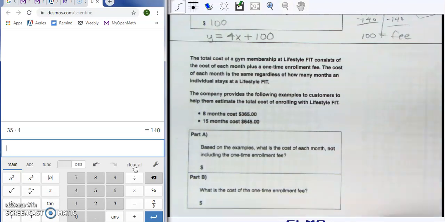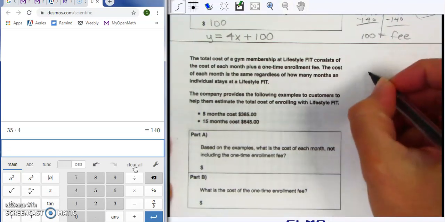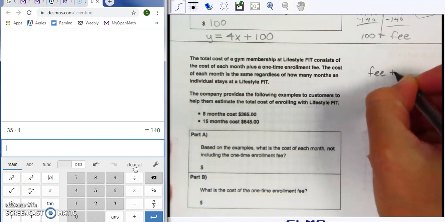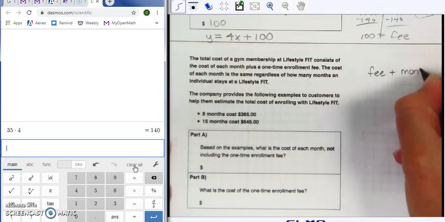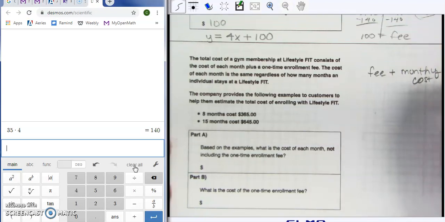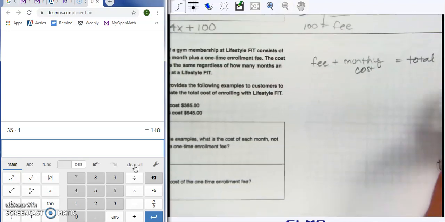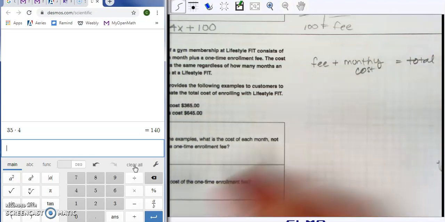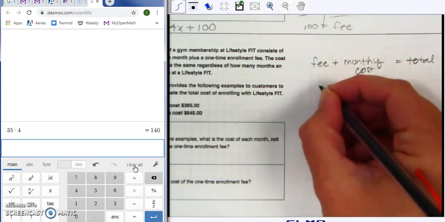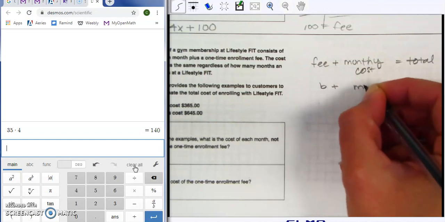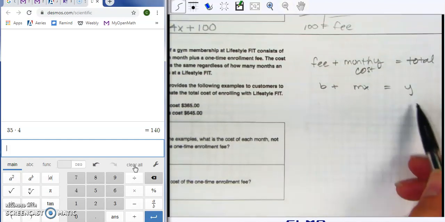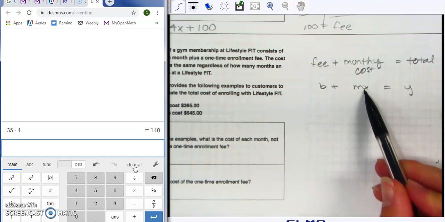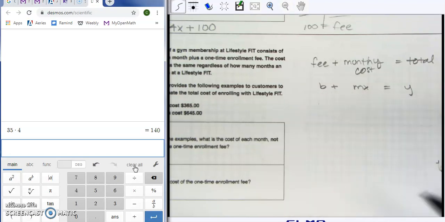And you'll actually see this in places. They will charge a one-time enrollment fee. There's the fee plus the monthly cost, and since that changes per month, that will equal our total. Since this monthly cost will be multiplied by the number of months we go, that's the one that gets the x. And so we can consider this kind of backwards, b plus mx equals y, right? So y is our total, m is multiplied by x, so our monthly cost times the number of months we go, and then that one-time startup fee.